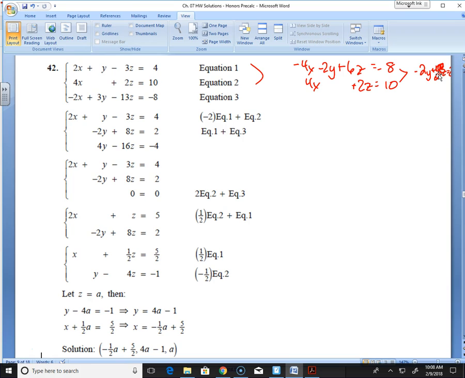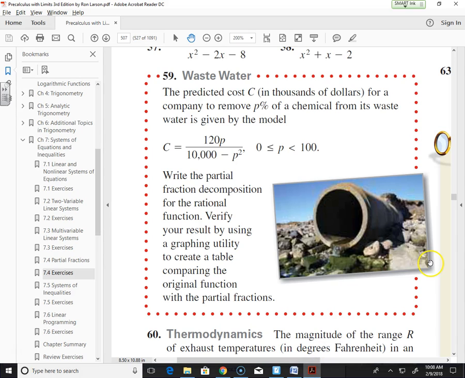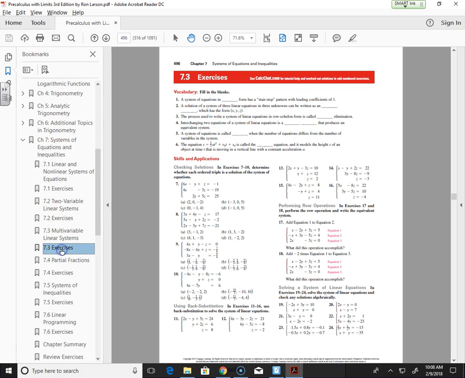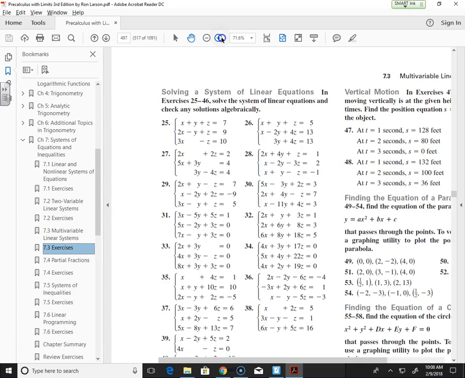And then number 59. Let me get out of this since we're done with him. Wastewater, what? It's a dirty problem. Predicted cost in thousands of dollars for the company to remove P% of a chemical from its wastewater is given by the model. There we go. Oh, is this the wrong one? Oh, that's no fun. I mean, it is. I like partial fractions better than 7.3, but that's okay. Number 59. Thanks, guys. Oh, still, it's a Super Bowl problem.